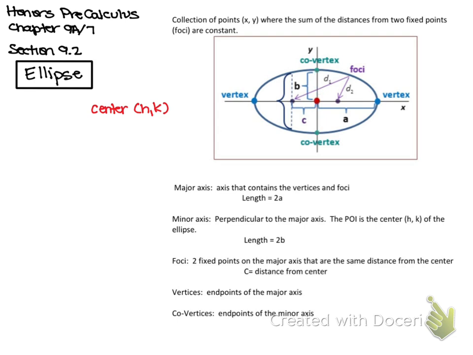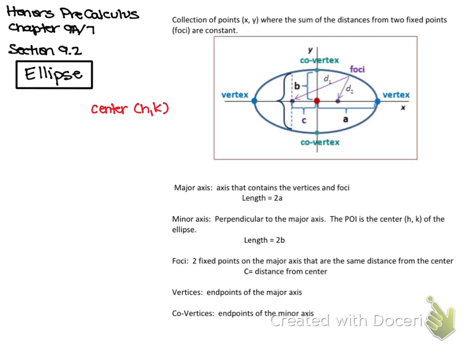So the foci, however you want to say it, are a specific distance from the center, and that distance is called c. So the distance to these little purple points, to each one of those, is going to be a distance of c. We'll also be able to find that using some information from the equations. We're just taking a look at the nuts and bolts of this thing. And then I think we're ready to take a look at what this equation looks like.